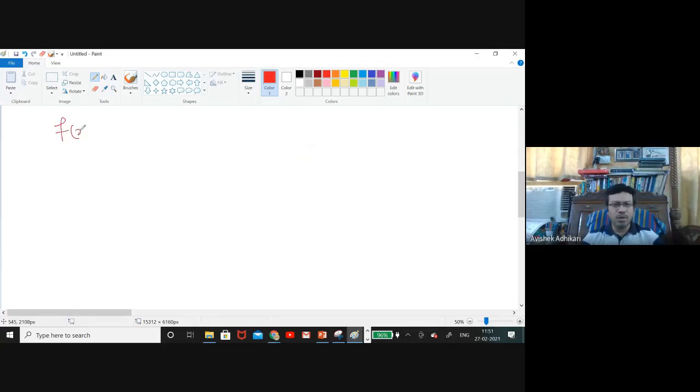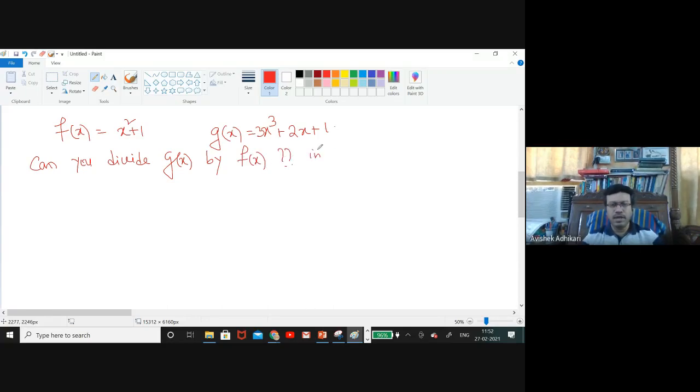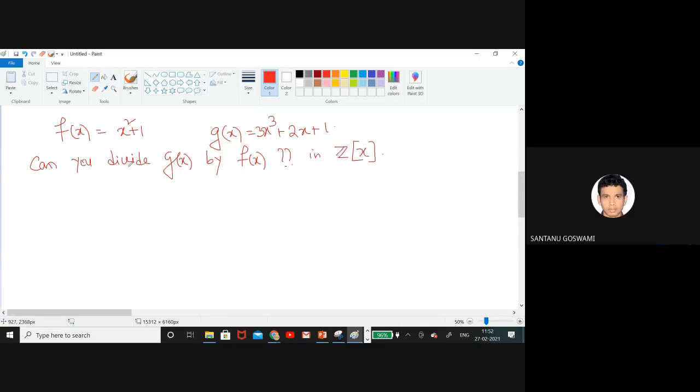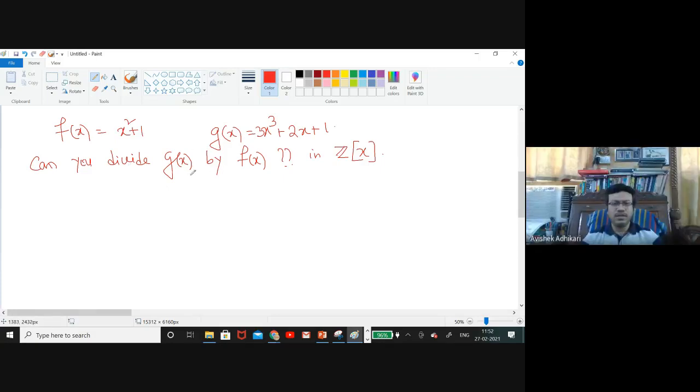Suppose I consider two polynomials, f(x) equal to x squared plus 1, and g(x) equal to 3x cubed plus 2x plus 1. Now, can you divide g(x) by f(x)? What will be your answer? In Z[x]. Can you divide this? No, actually the degree is greater, so I can't divide.